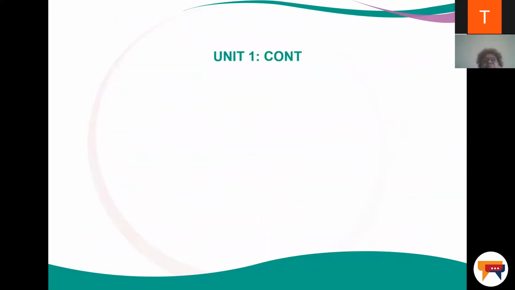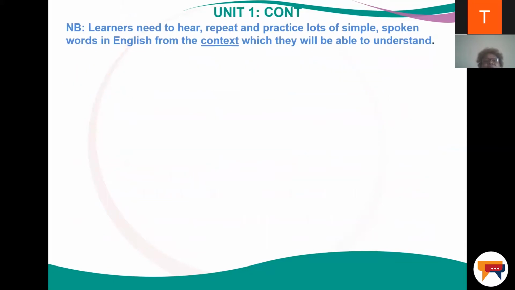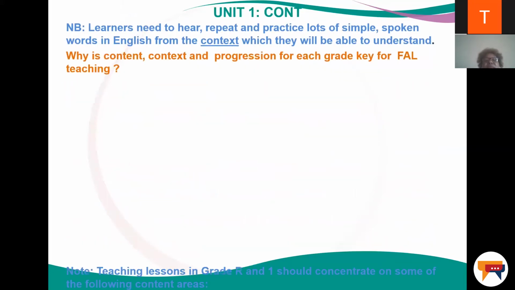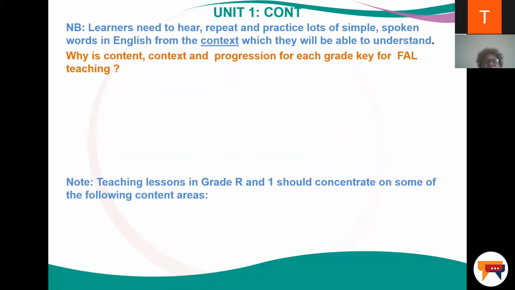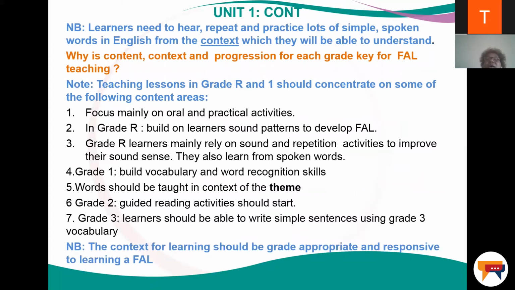Okay. And we are continuing with Unit 1, still on Unit 1. Let's look at the following in Unit 1. Learners need to hear, repeat, and practice lots of simple spoken words in English from the context which they will be able to understand. Now, I might ask you a question. Why are content, context, and progression for each grade key for FAL teaching?